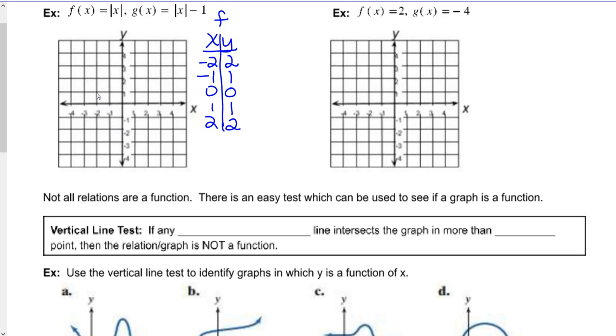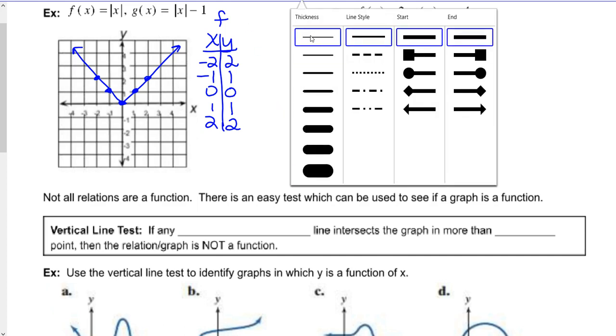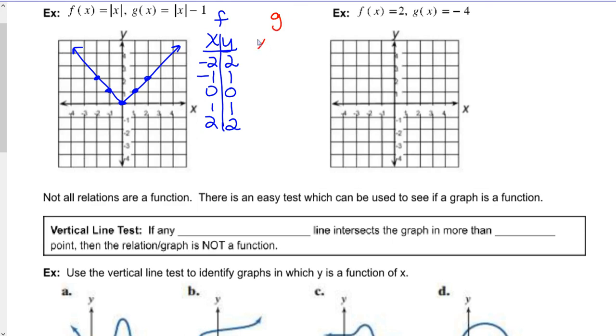So plotting those 5 ordered pairs, -1, 1, 0, 0, 1, 1, and 2, 2. So an absolute value, if you recall from earlier in chapter 1, it is a V shape. So you have to have that forming there. If not, then you've done something wrong. All right, let's check out our g function.